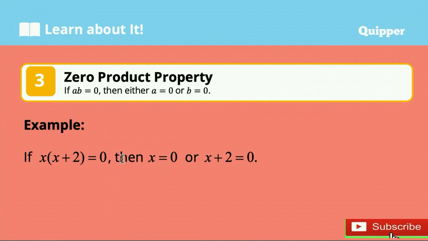Next, we have the zero product property. Zero product property states that if a times b, or ab, is equal to 0, then either a is equal to 0 or b is equal to 0. For example, if x times x plus 2 is equal to 0, then we can say that x might be equal to 0, or this x plus 2 here is equal to 0.